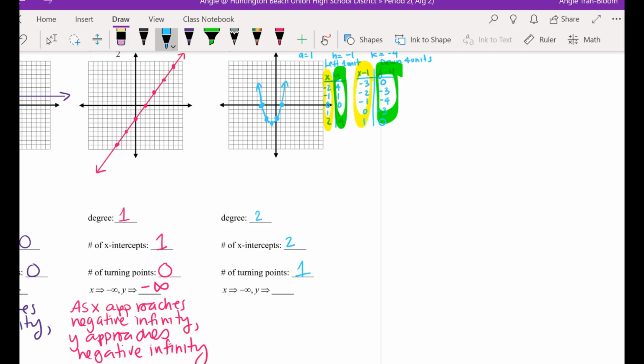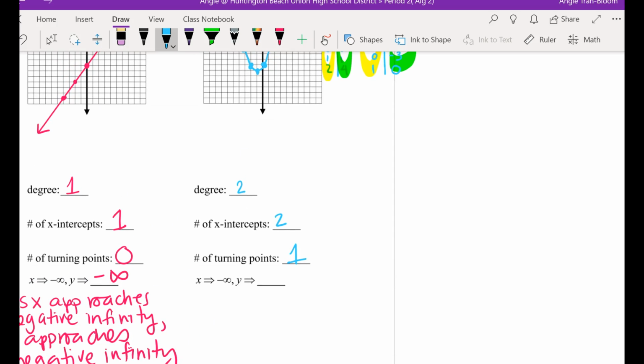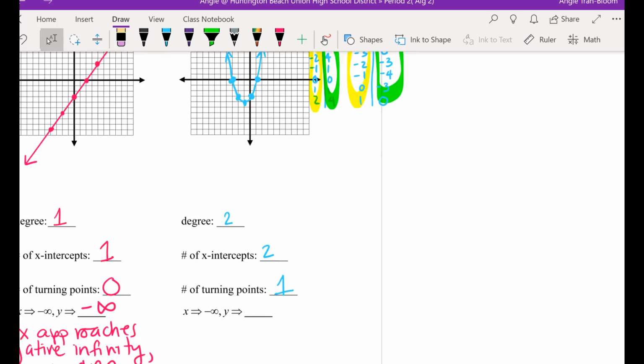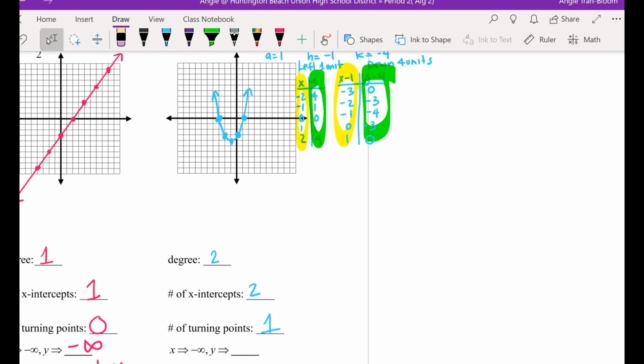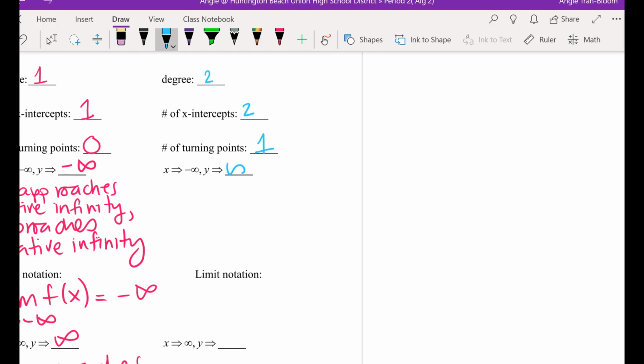Okay. So we're going to spell this out. As x approaches negative infinity. Remember, negative infinity, I'm going to go to the left. What's happening as x approaches negative infinity? Y is what? Y is approaching positive infinity because y is going up. So this is positive infinity.